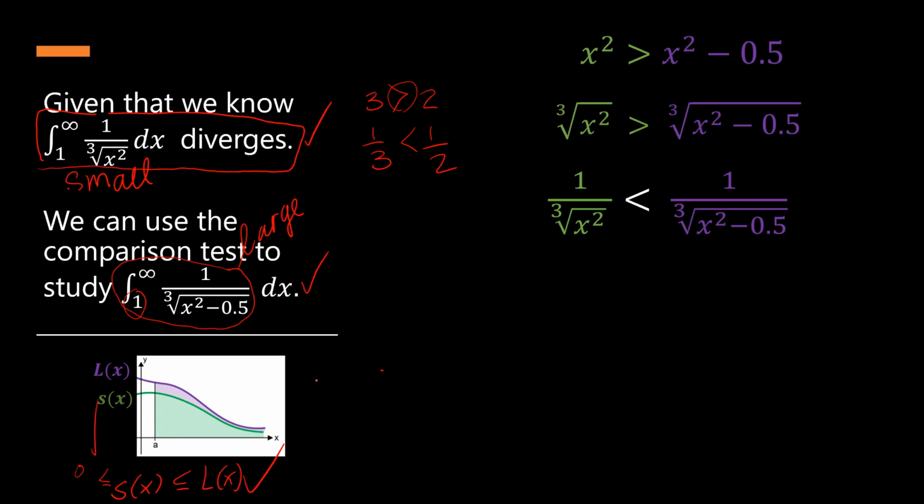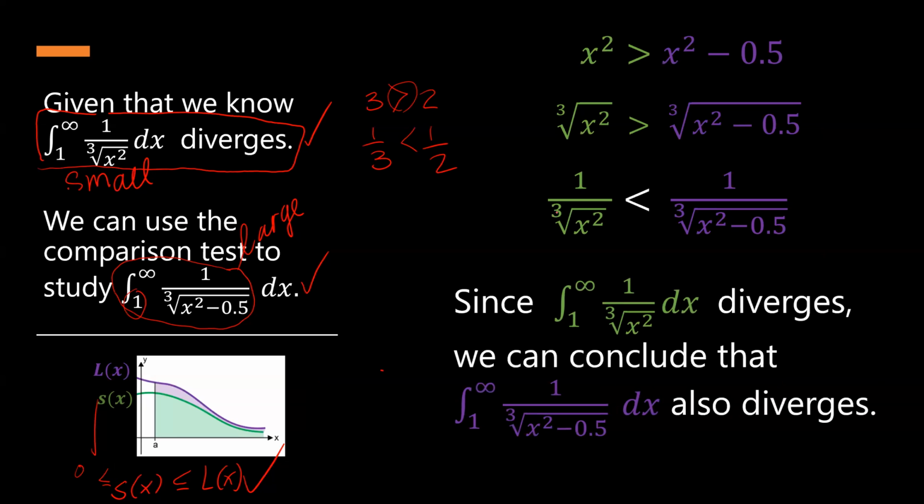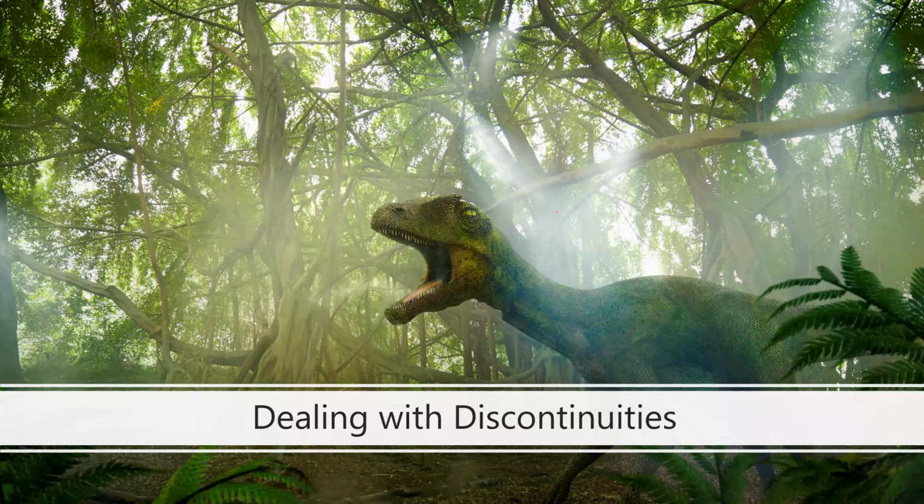So we have this condition met. One of them is smaller than the other one. The integral of the smaller function diverges, so the integral of the larger function is going to have to diverge as well. And that is how the comparison test works for improper integrals. And that is how we deal with all of these discontinuities. And that is why you have learned continuity in Calc 1, right? That's one of the reasons why. And that is it for this lesson.